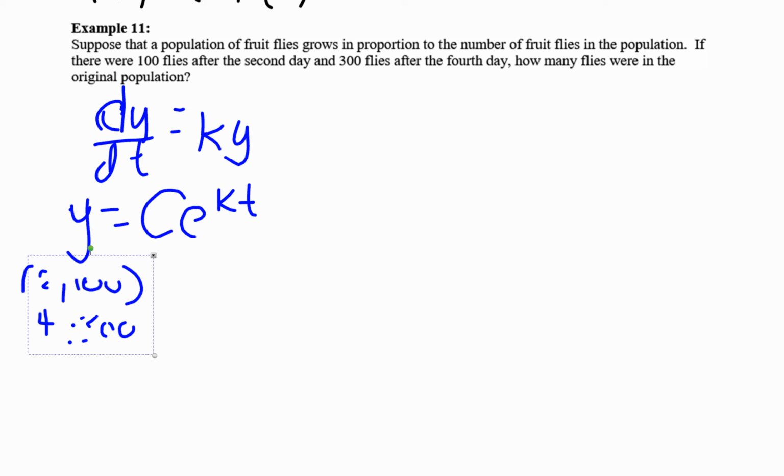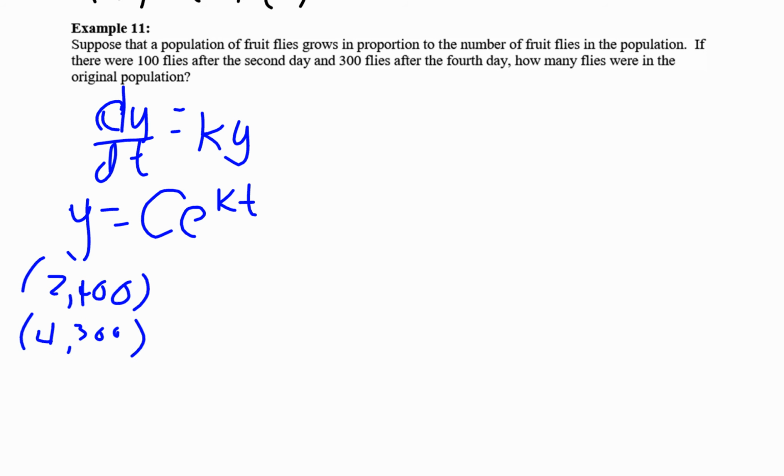That looks awful. Let's try to rewrite that. Okay, on the second day there were 100. On the fourth day there were 300. All right, so we can write an equation for both of them. Let's see. So we have 100 equals c e to the 2k, or we have 300 equals c e to the 4k.